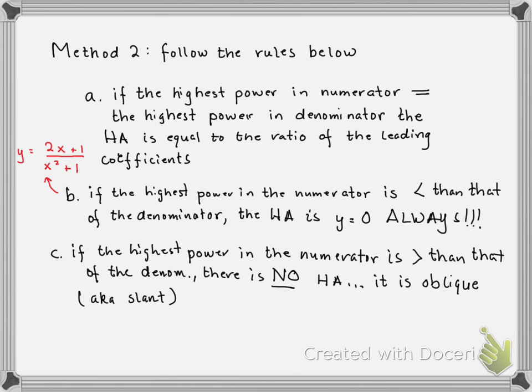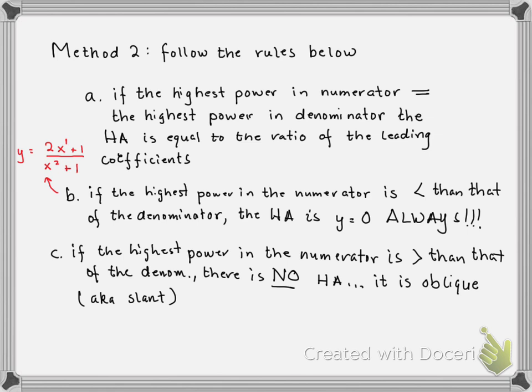The power in the numerator is 1. The highest power in the denominator is 2. The numerator is less than that of the denominator. So the limit as x approaches infinity is going to be y equals 0 always. In other words, that is the horizontal asymptote.